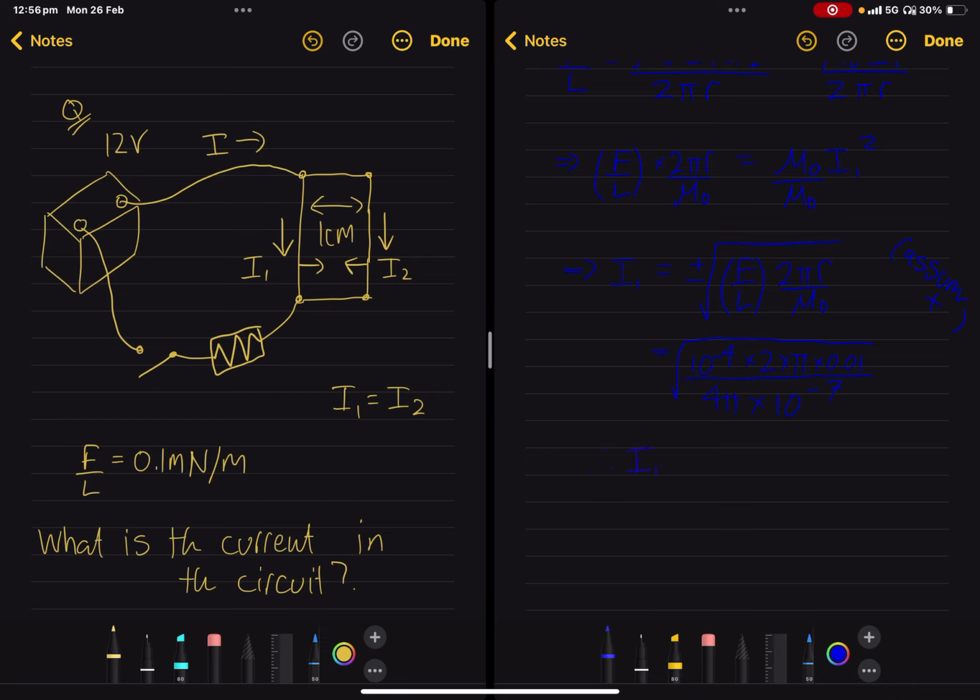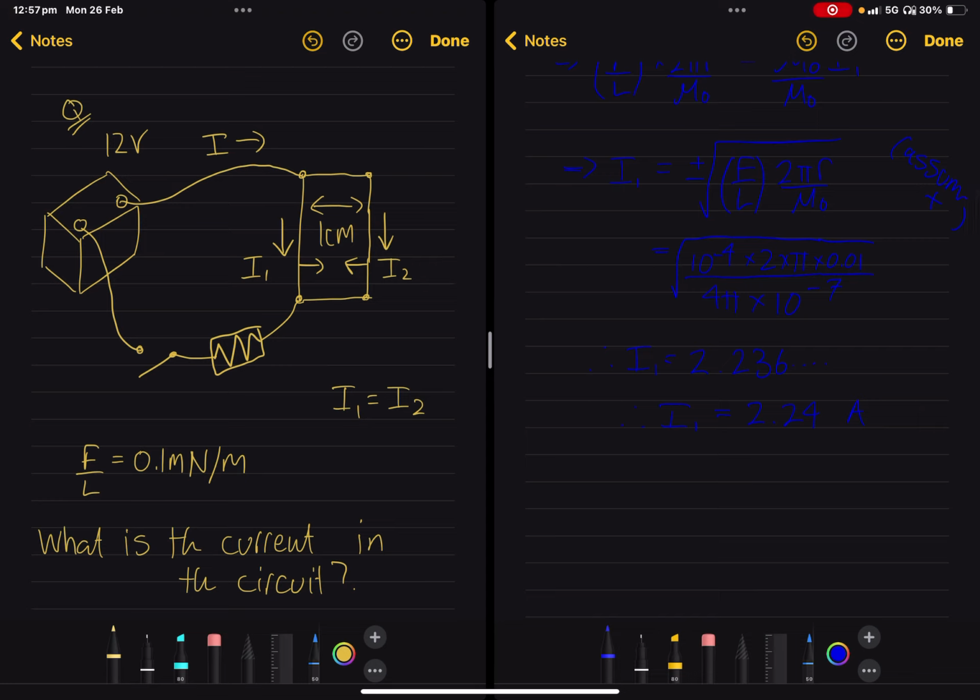So I am not going to manually simplify any of this. This is all going to go in the calculator. Square root of 10 to the minus 4 times 2 times pi times 0.01 divided by 4 times pi times 10 to the power of minus 7. I have 2.236 dot dot dot. So therefore the current in each of the wires is about 2.24 amps.